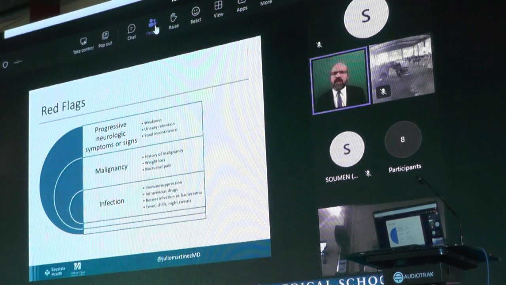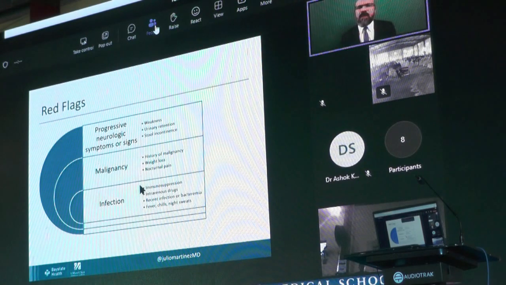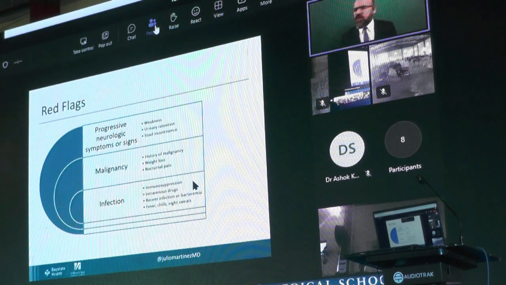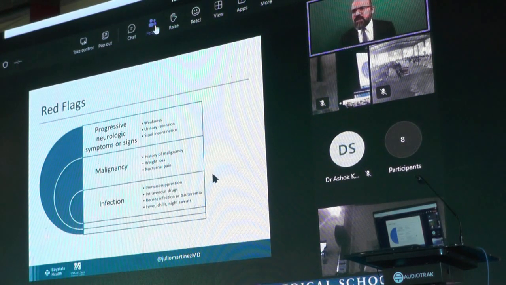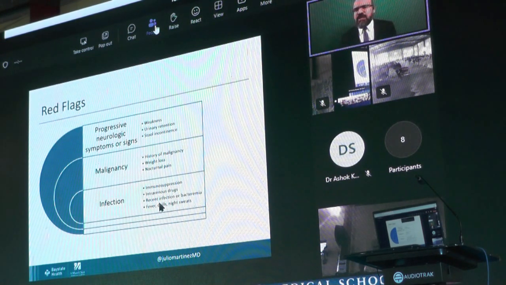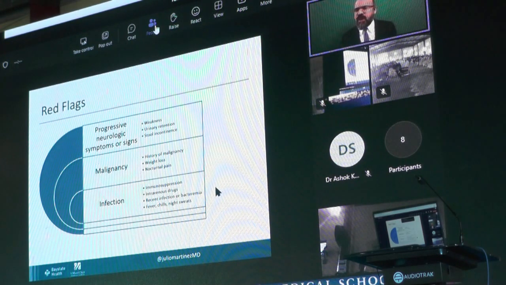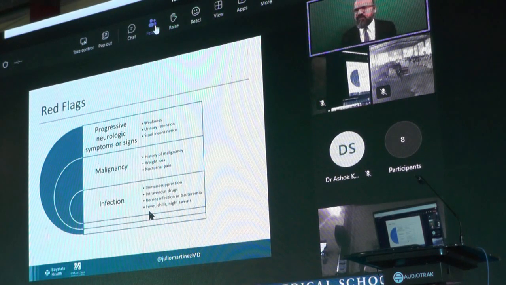The other red flag is infection. Keep in mind patients that have immunosuppression, for example, patients that are taking medications after receiving a transplant, or patients that suffer from HIV, patients that use intravenous drugs, anyone that had a back injection, recent infection or recent bacteremia, urinary tract infection, may have a risk of having a spine infection. As well, patients that are having symptoms like fever, chills, or night sweats.